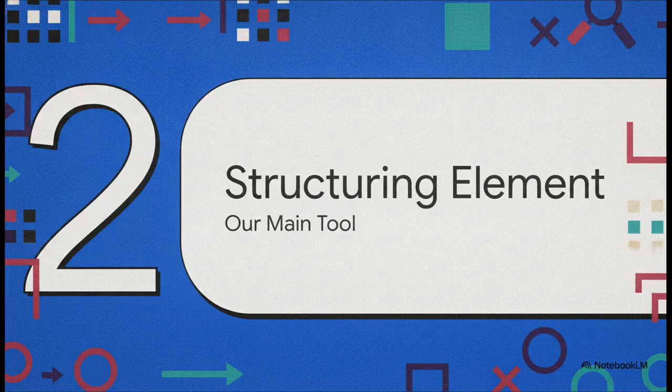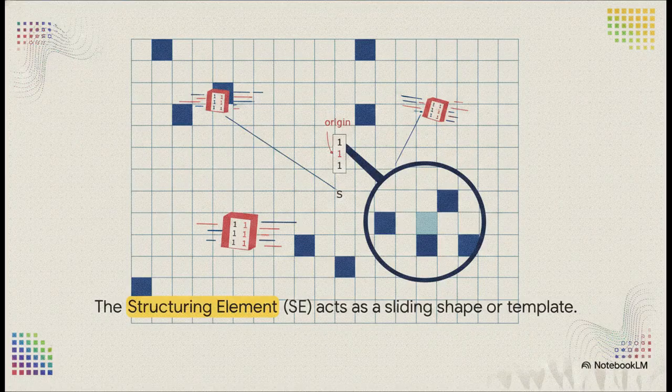Moving on to Part 2. Let's talk about the structuring element, which is basically our main tool here. We usually just call the structuring element the SE for short. I want you to imagine the SE as a tiny magnifying glass, or like a small template. When the computer looks at an image, it takes this little shape and literally slides it across the whole picture, pixel by pixel. And as it slides around, it checks out the pixels underneath it and makes a decision to change the image based on what it sees.